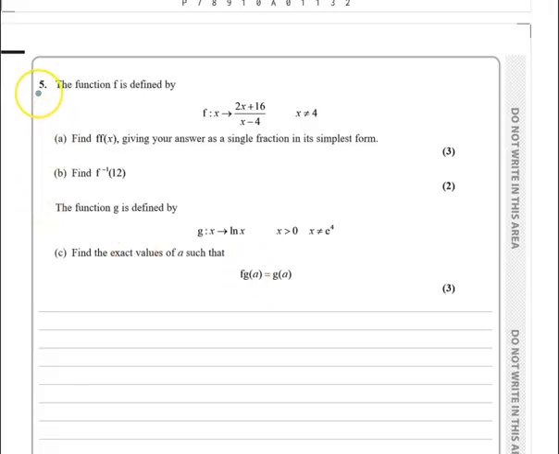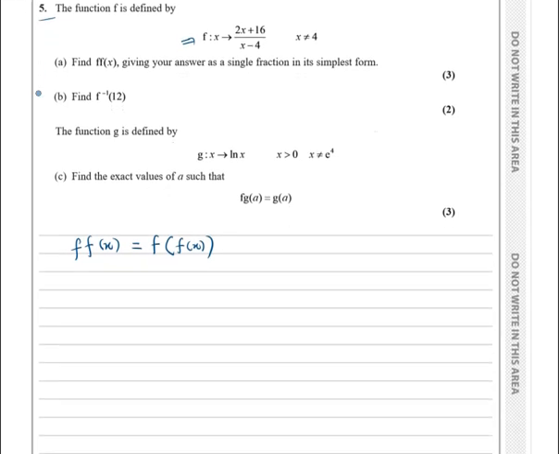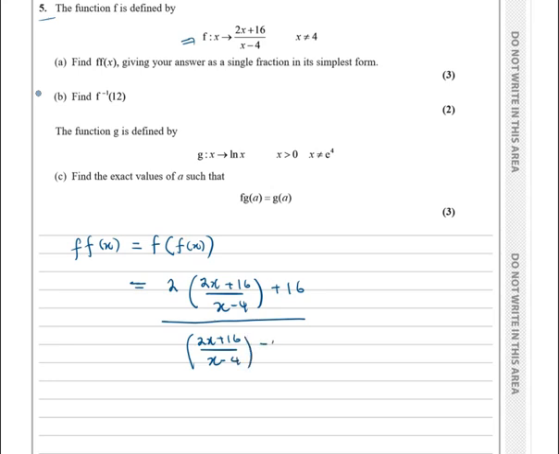Let's see what we have in question 5. We have f of x, and you're looking for f of f of x. That means get your f and substitute it into the f. We have our f of x as 2x plus 16 over x minus 4, but our new x is the f of x itself. So 2 times (2x plus 16 over x minus 4) plus 16, all of it over (2x plus 16 over x minus 4), all of it minus 4.